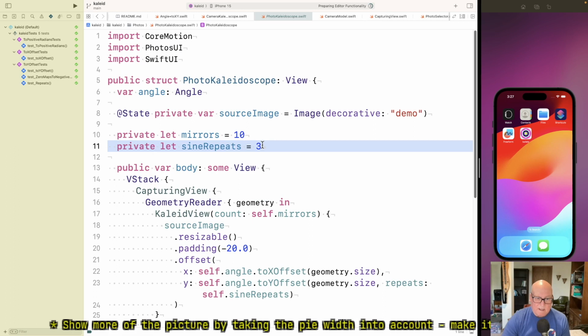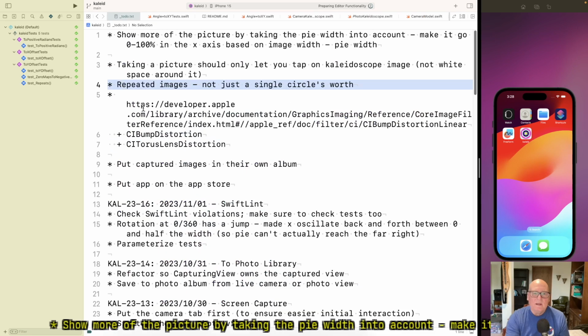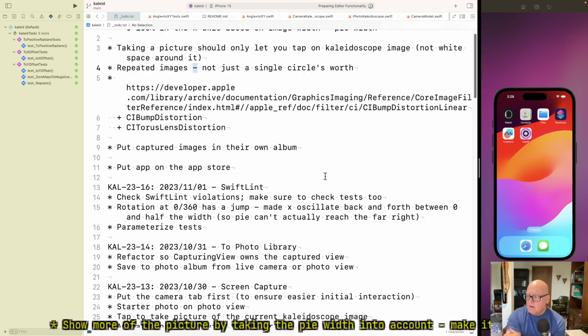Yeah, I think that tap, I want the tap to be only on the kaleidoscope. Did I catch that one? Yeah. We may do this one tomorrow. I don't think we'll do the lens stuff, but maybe just to do the repeated images, just to see if that's any good. Yeah, background color you could do.